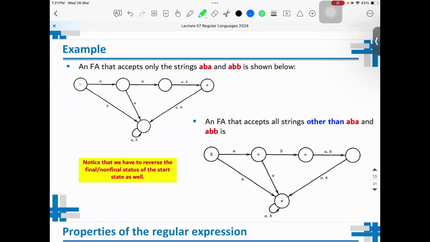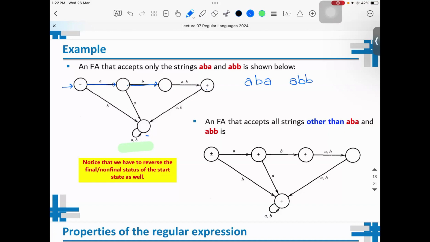For example, if we have this particular diagram, this is my initial state. This is my final state. These are two intermediate states. However, this one is like a trap. So what does this language accept? You can see A, B, and here A comma B. So it can either accept A, B, A, or it can accept A, B, B.